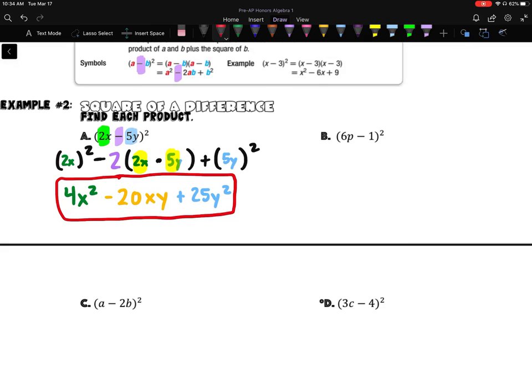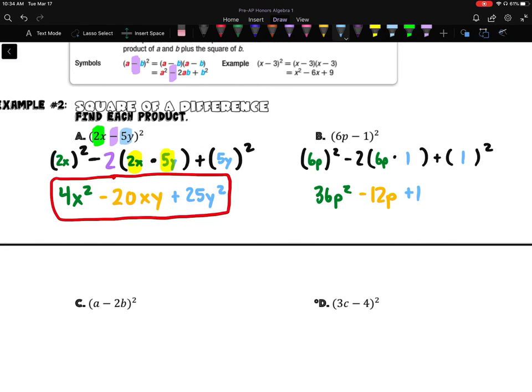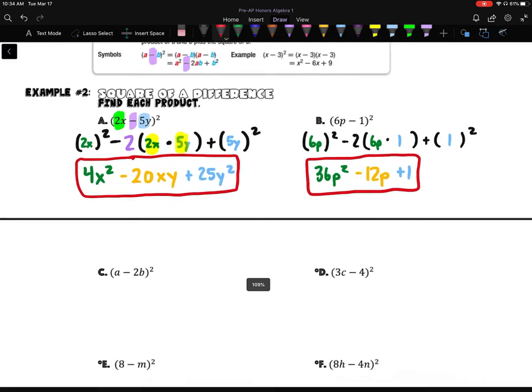Looking at B, same process: parentheses squared minus 2 parentheses, leave yourself some space, plus parentheses squared. So I have 6p and 6p, and then 1 and 1, and now we simplify. 6p times 6p is 36p squared. 6p times 1 is 6p, times negative 2 is negative 12p, and then 1 times 1 is 1. So my final answer here is 36p squared minus 12p plus 1.